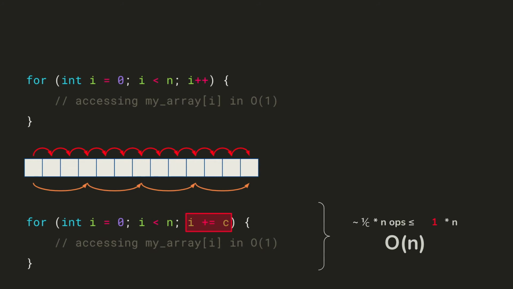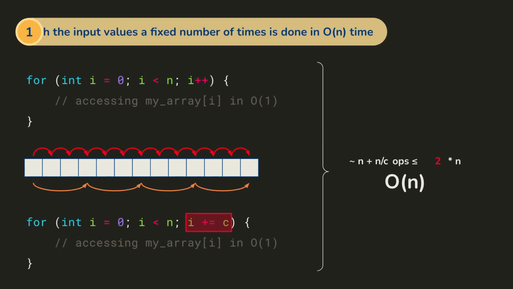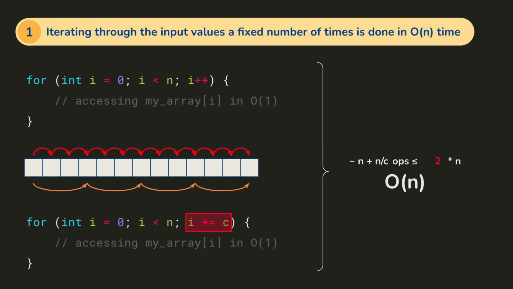What about the 2 loops combined? Well, the number of operations performed is roughly n plus n over c, which is smaller or equal to 2 times n. This fits with the big O n definition, so the complexity of the 2 for loops combined is big O n as well. As a conclusion, iterating through the input values a fixed number of times takes linear time.